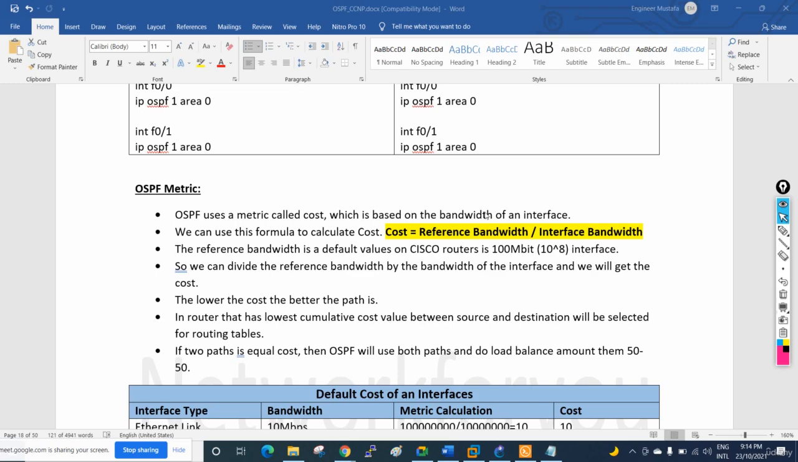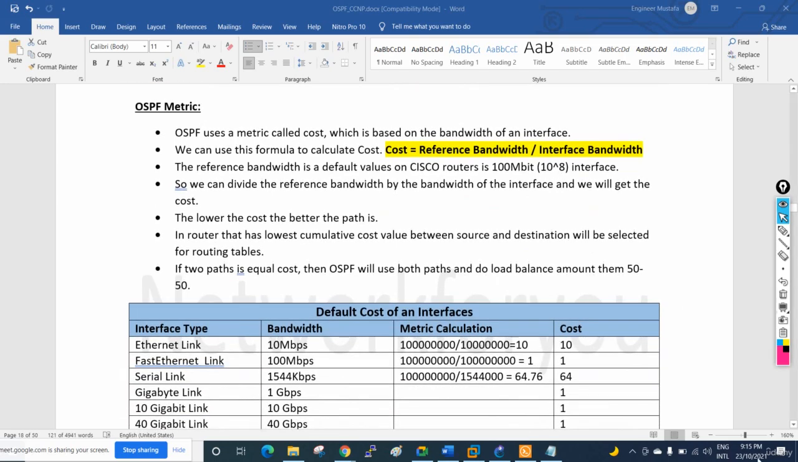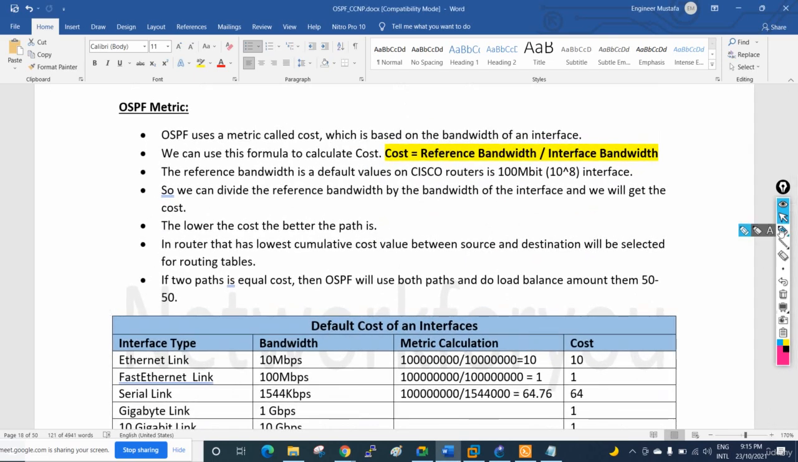Hello everyone, so now we are going to discuss the OSPF metric. If you remember, each routing protocol has different metrics. As we discussed before, RIP has the hop count, OSPF has the metric called cost, and we said EIGRP has bandwidth and delay. We did not cover EIGRP yet. After we finish OSPF, we are going to look at EIGRP also.